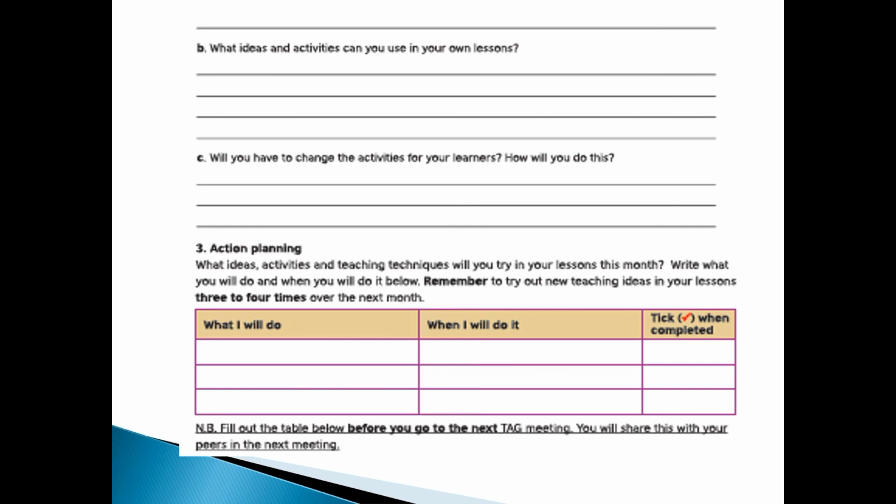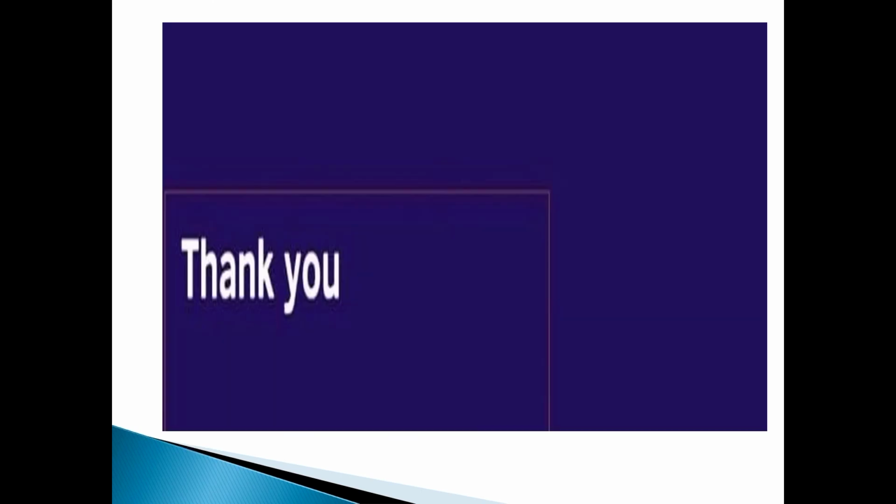Remember to try out new teaching ideas in your lessons 3 or 4 times over the next month. So here are some points: what I will do, when I will do it, tick when completed. Approximately, they have to mention the time or date. And so here we are completing our reflection and action planning.